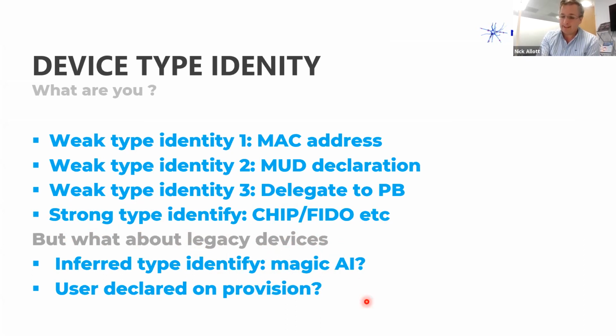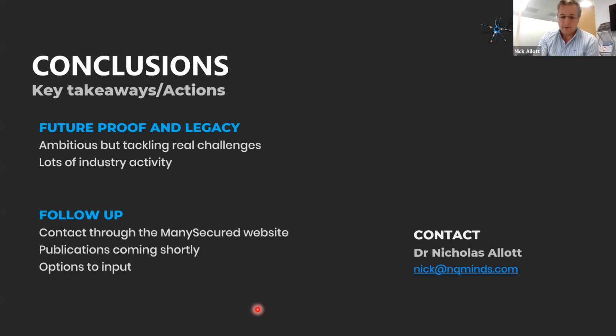But what about all the legacy devices? For all the legacy devices, you can't do all this, because it requires you changing stuff. Your new devices have to comply. For legacy devices, we need to use either inferred type identity, which is where the magical AI bits come in, or user declared on provision. When you provision, you add new flows where the user can say, I think it's this device. Once you've got that, and once you can persist that, then you can add a lot more features and functions to address the underlying security specs.